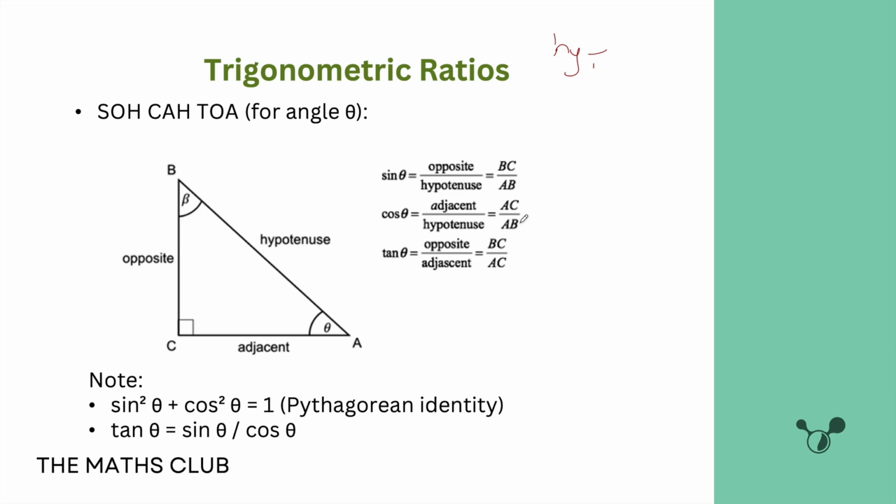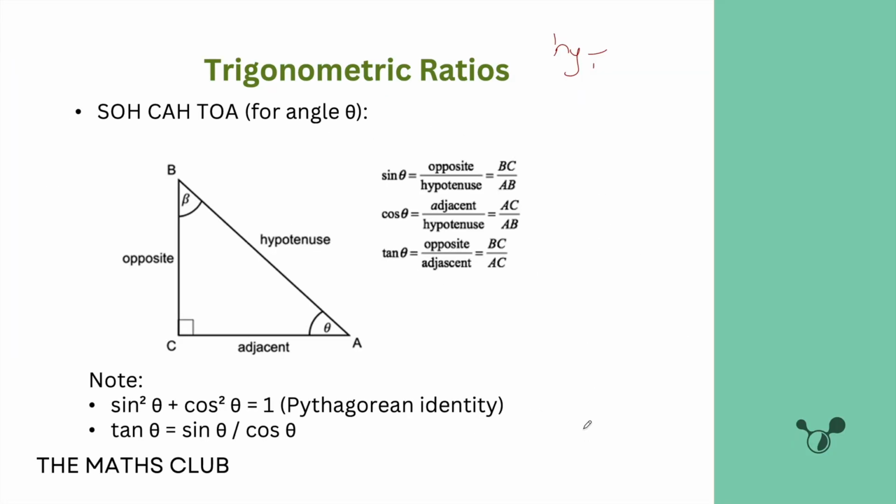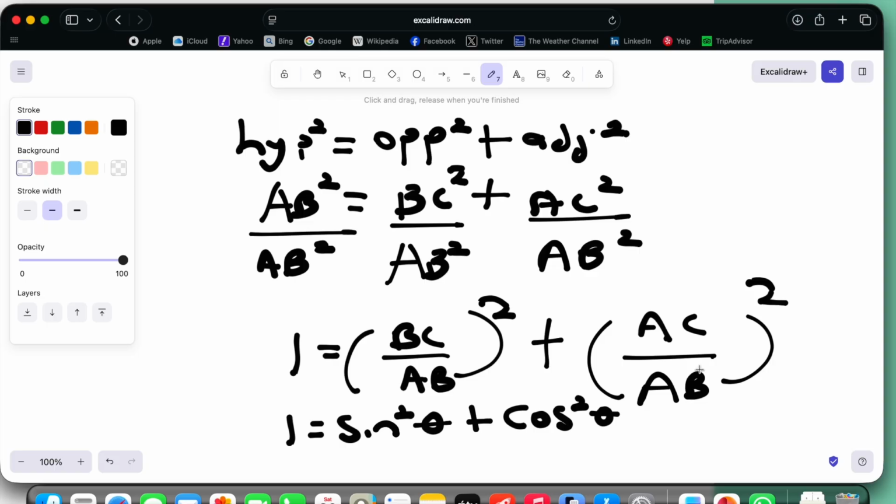Our AC over AB is cos, so that would be plus cos squared theta. And this is where they got the formula that sine squared theta plus cos squared theta is equal to 1. And then one other thing that you need to know by heart is that sine theta over cos theta is equal to tan theta. How? You may have asked how, and that's very good. So let me scroll down.